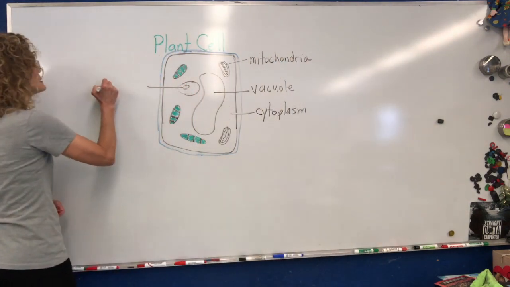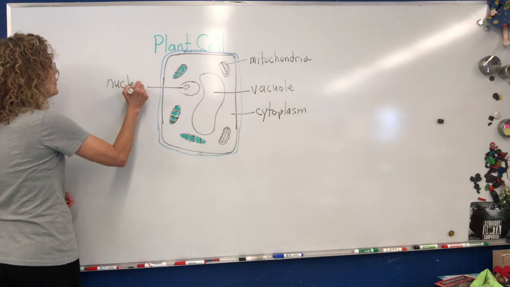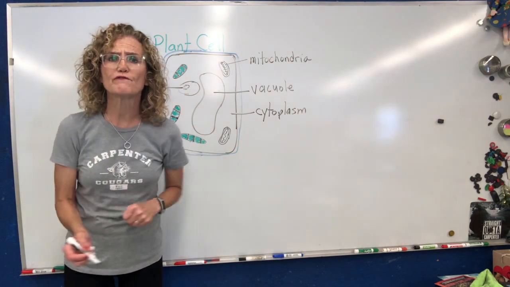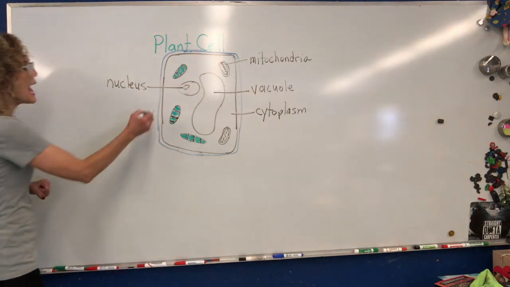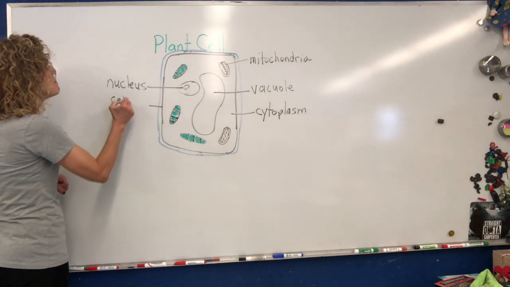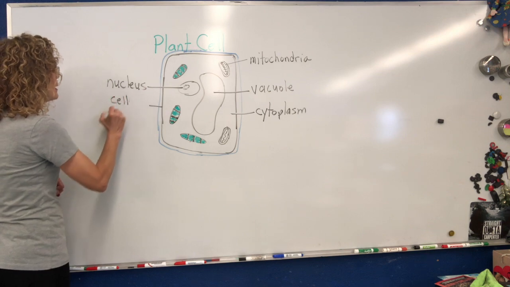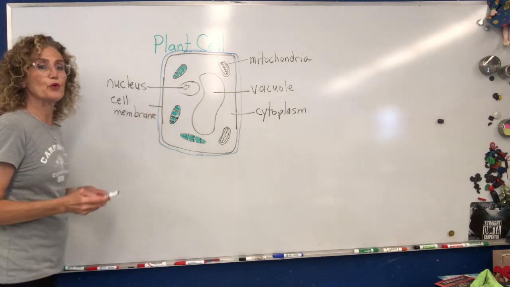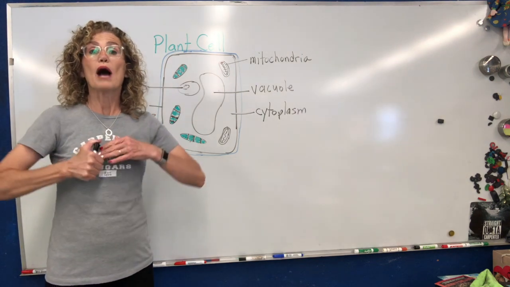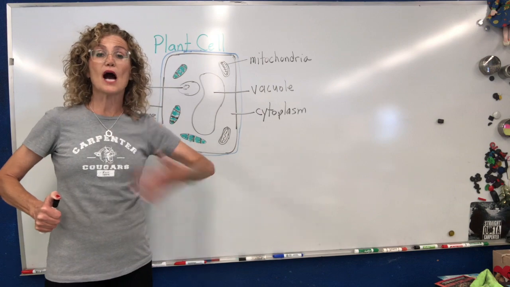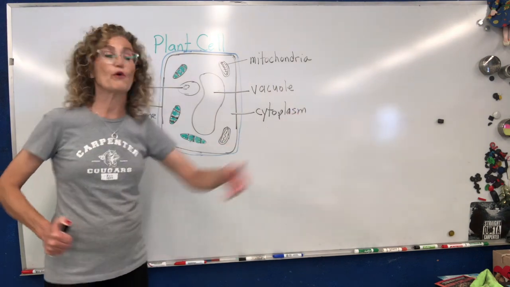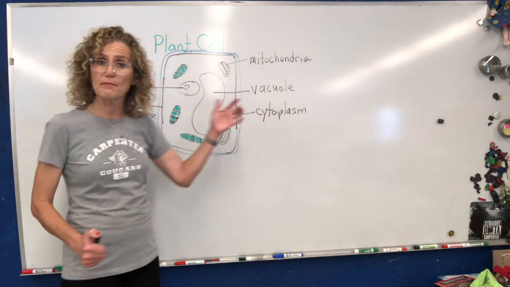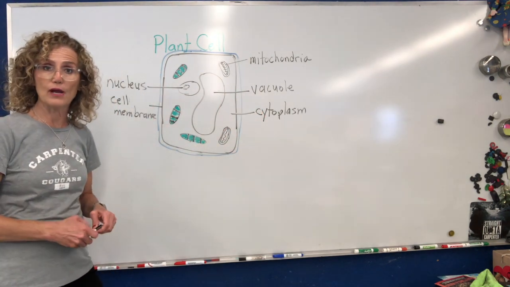A couple of other things over here. Here's the nucleus. The nucleus is like the brain of the cell. It controls all the functions of the cell. And there's the cell membrane. The cell membrane is kind of like the respiratory system. It allows air, oxygen and carbon dioxide, to go back and forth through the cell membrane, and it also allows water to come in and out through the cell membrane, okay?